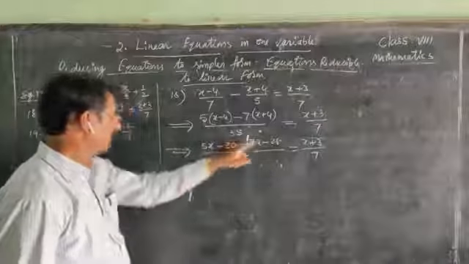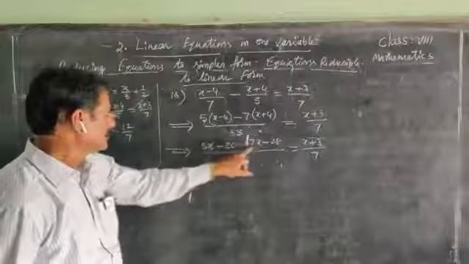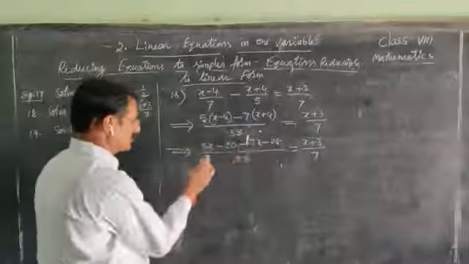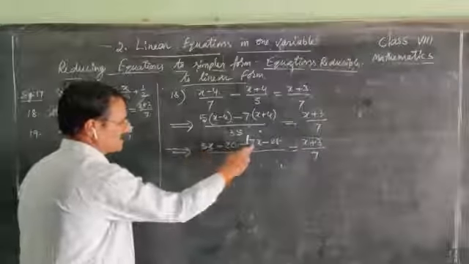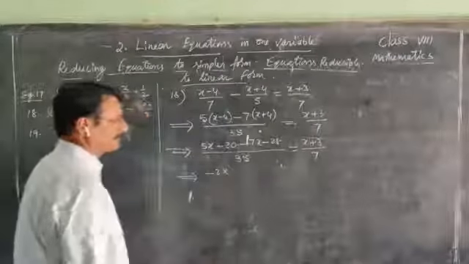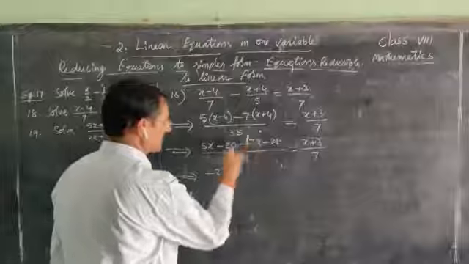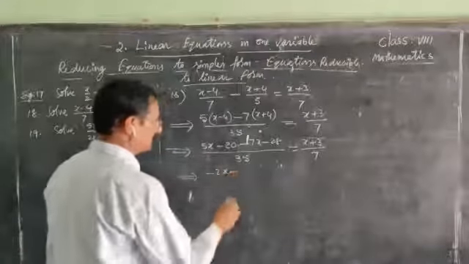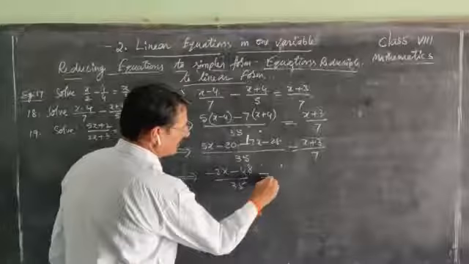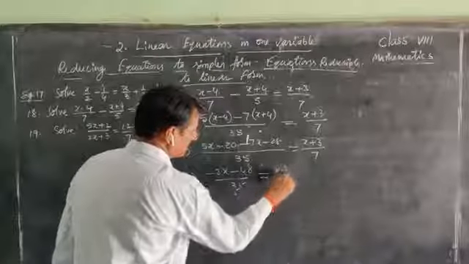On the left side, there are 4 terms. Out of 4, these 2 are x terms, these 2 are constants. First, to simplify the x terms, plus 5x minus 7x. The difference, minus 2x. The sum of the negatives, minus 48 by 35, equal to x plus 3 by 7.